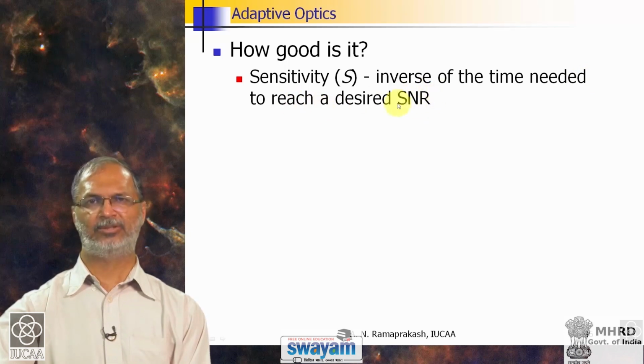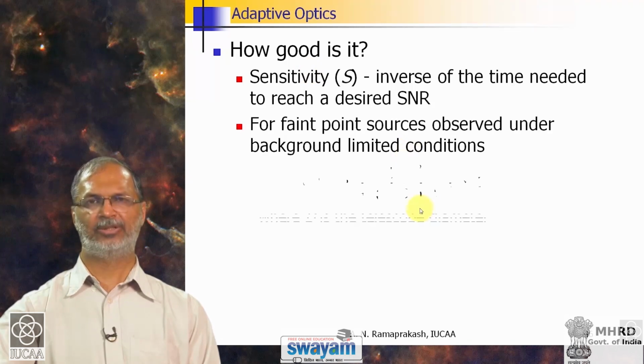Signal to noise ratio defines how accurately you are measuring. To achieve a desired signal to noise ratio, you need to collect a certain number of photons, and to collect that many photons you need a certain time of exposure, or certain duration over which you collect light from that object. So, the inverse of that time is defined as the sensitivity. The larger the time you need, the less sensitive your telescope is. The shorter time you need to reach a specific signal to noise ratio, the more sensitive your telescope is.